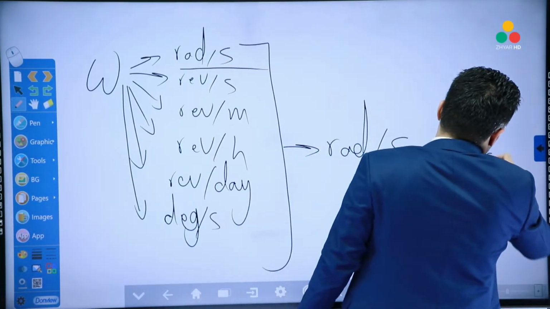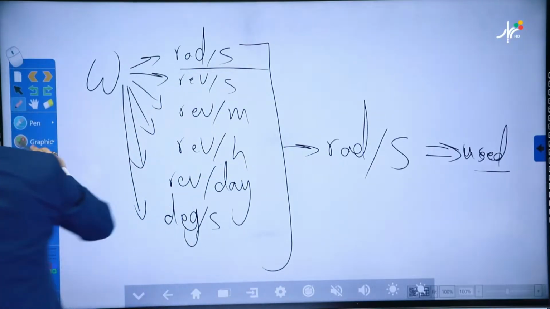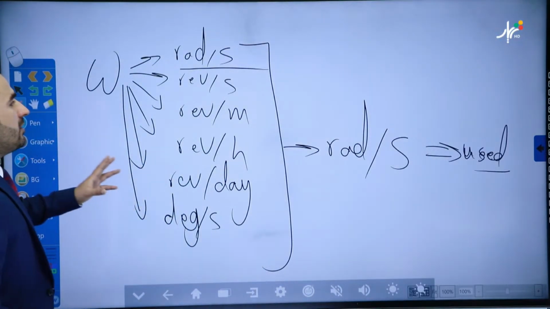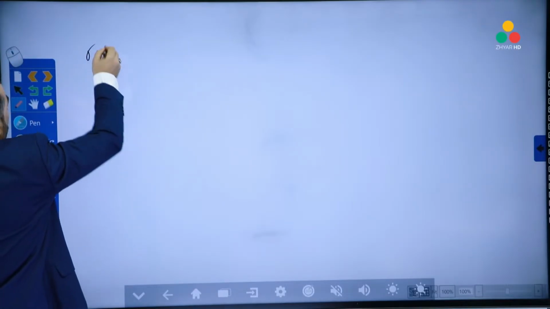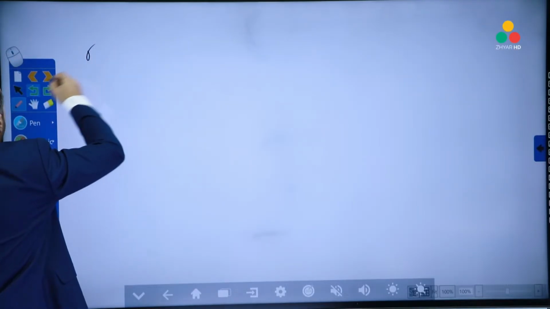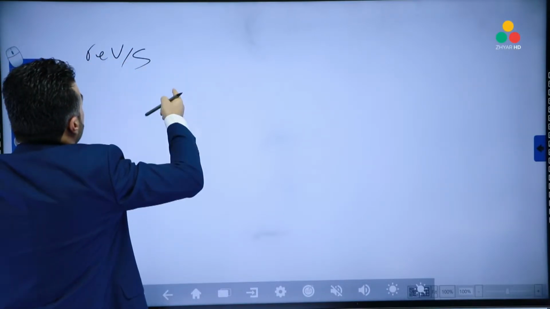You can use them, or they can be used in calculations. Okay, but how do we convert each one of these? All right, now take a look. If we have, let's say, revolutions per second, let's say, revs per second. Now, how do you convert this to radian per second?